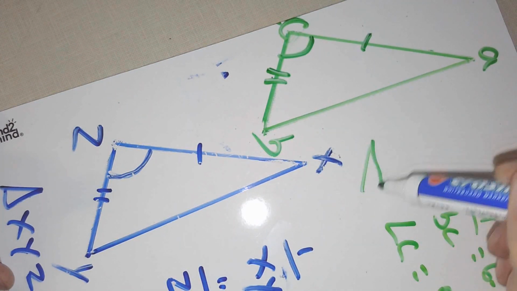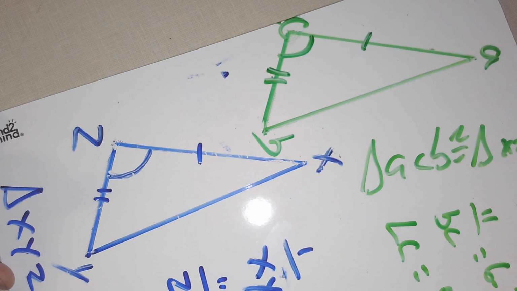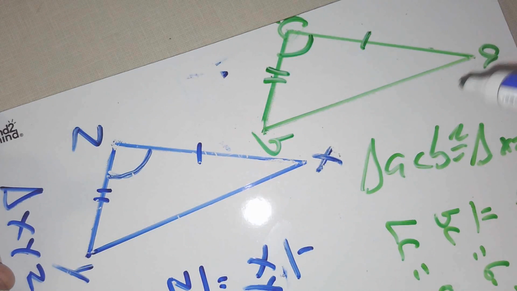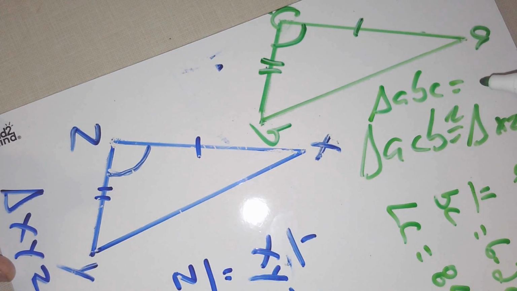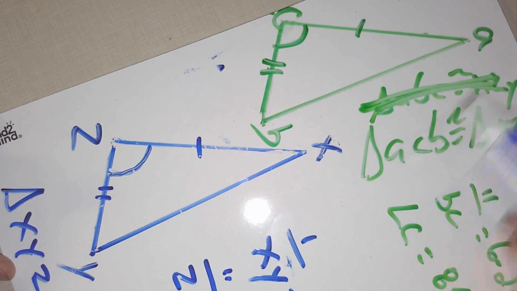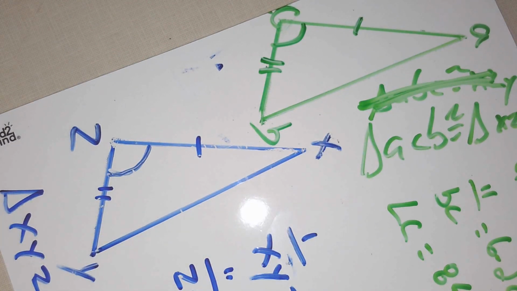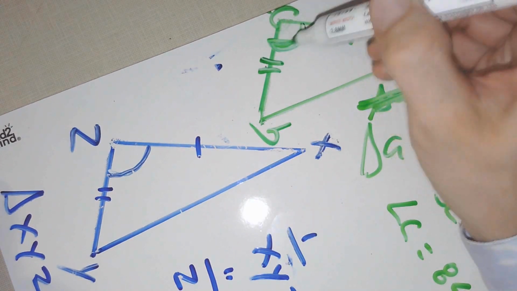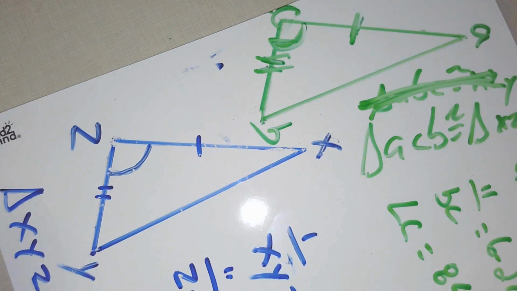You could say triangle ACB is congruent to triangle XZY. It doesn't matter what order you put the letters in, as long as the letters are in the same order for the same triangles, right? You could not say triangle ABC is congruent to triangle XZY. That would be false, right? They have to be ABC and XYZ, right? So that's the side angle side. The two sides need to be surrounding the angle. Hope that helps.